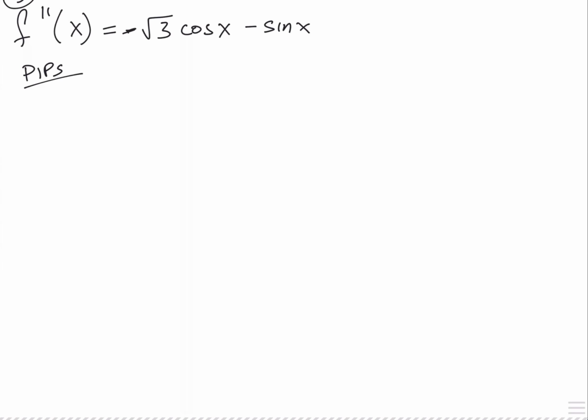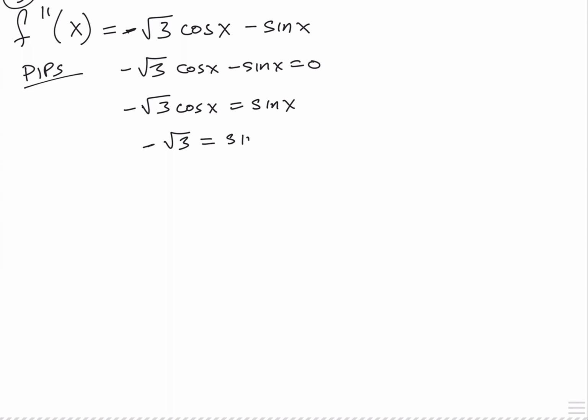So you set it equal to 0, right? So set this equal to 0. Let's say I move sine x to the right side, and then maybe divide by cosine x. So similar to what we did for the other one, but the angle is different, right? So what would be the angle where sine x over cosine x is minus square root of 3?